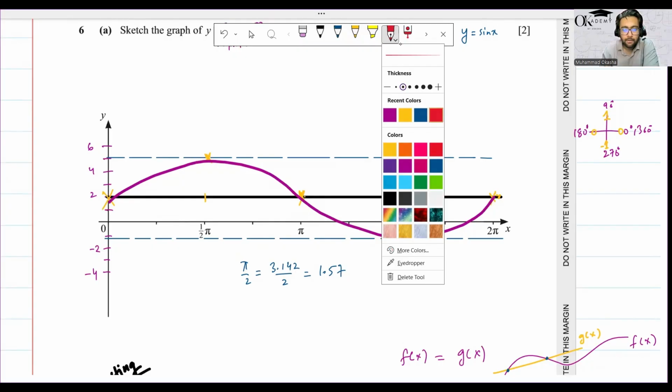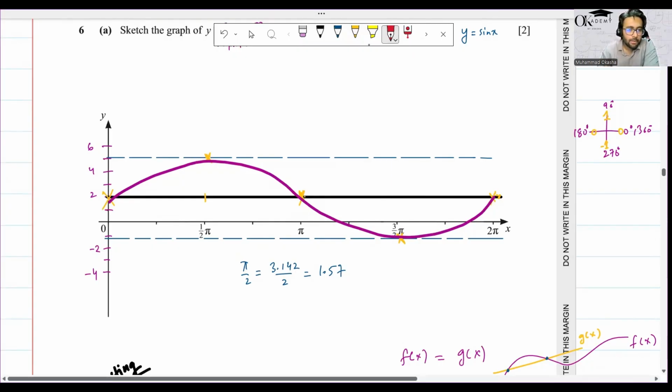Let me draw a line. Let's use a red color. On the y-axis, 1.5 is somewhere over here, so the next point is going to be over here. The first point is going to be over here. This is the line I'm talking about.